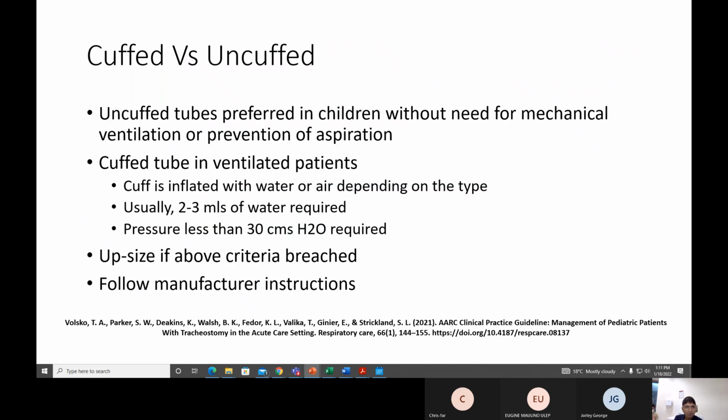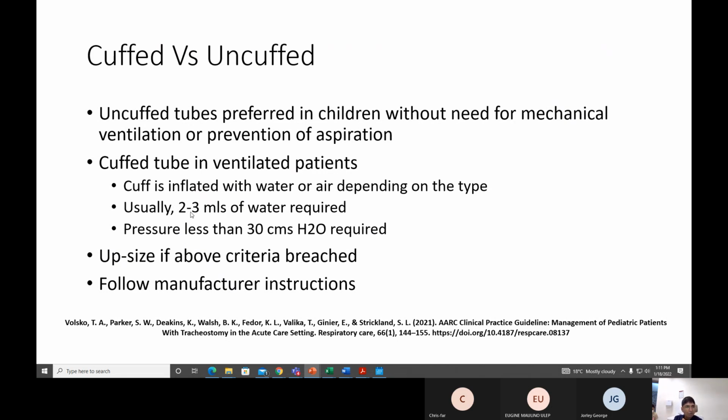So when to use uncuffed tubes and when to use cuffed tubes. Uncuffed tubes are preferred in children without need for mechanical ventilation or prevention of aspiration. If the patient needs mechanical ventilation, it's better to go with a cuffed tube. If you're inflating with air, you need to make sure that the cuff pressure required to prevent a leak is below 30 centimeters of water. The lower it is, the better it is.